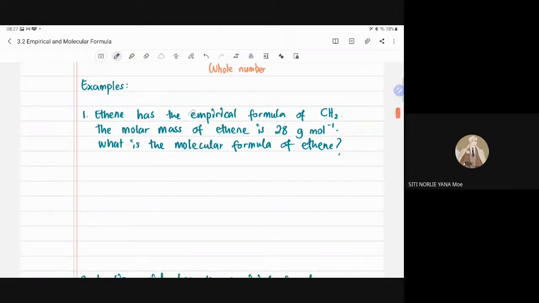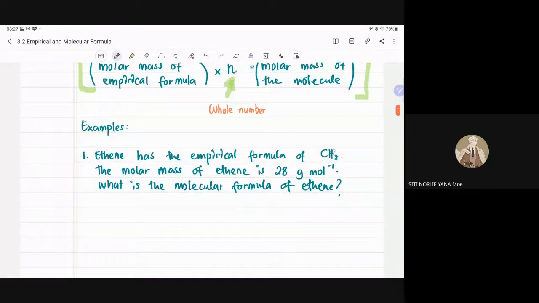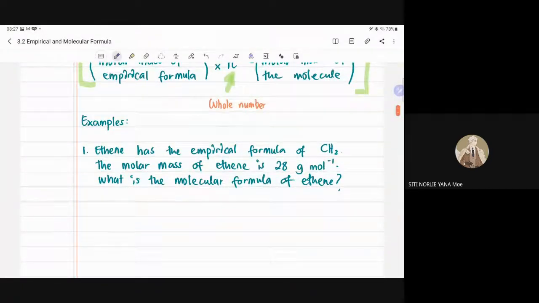Okay. So ethene has empirical formula of CH2. The molar mass of ethene is 28 grams per mole. What is the molecular formula of ethene? So kalau kita guna formula di atas ni, kita tahu dia punya empirical formula. Okay. So the empirical formula punya molar mass adalah 12, ada 1 carbon, tambah 1 carbon darab 12 molar mass dia. 2 hydrogen darab 1 molar mass dia.